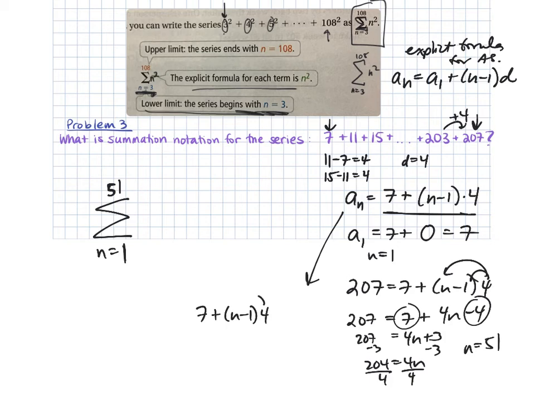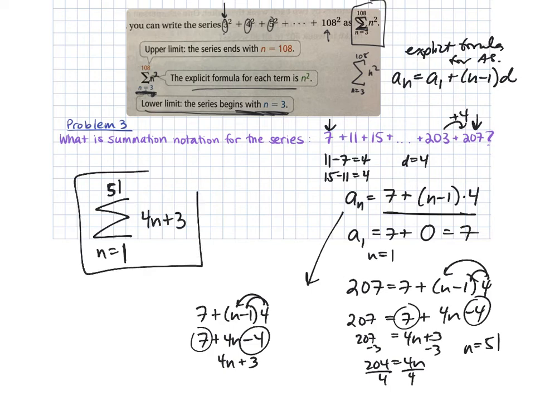Let's just clean this up a little bit though. This becomes 7 plus 4n minus 4, and then 7 minus 4 is 3, so 4n plus 3. So this is our summation notation for this series.